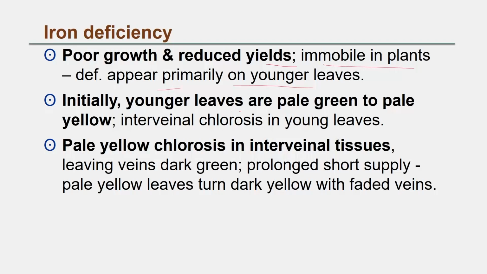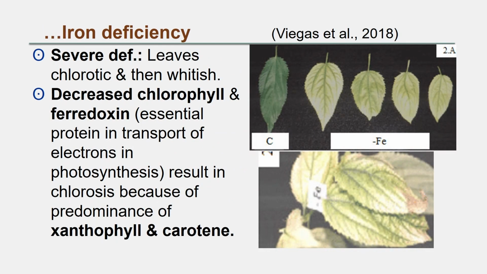Initially younger leaves are pale green to pale yellow, with interveinal chlorosis in young leaves, pale yellow chlorosis in interveinal tissues, leaving veins dark green. But in sulfur deficiency, veins also become chlorotic. Prolonged short supply can cause pale yellow leaves to turn dark yellow with faded veins. In severe deficiency, leaves become chlorotic and then whitish. So these leaves can become white. On the right side, you can see the deficient leaves. Chlorosis happens, yellowness in leaves, and then white color. They become whitish, so you can see iron deficient leaves on the right side.